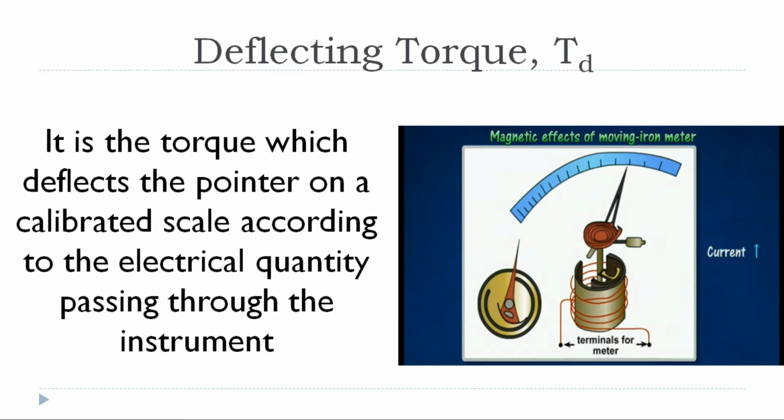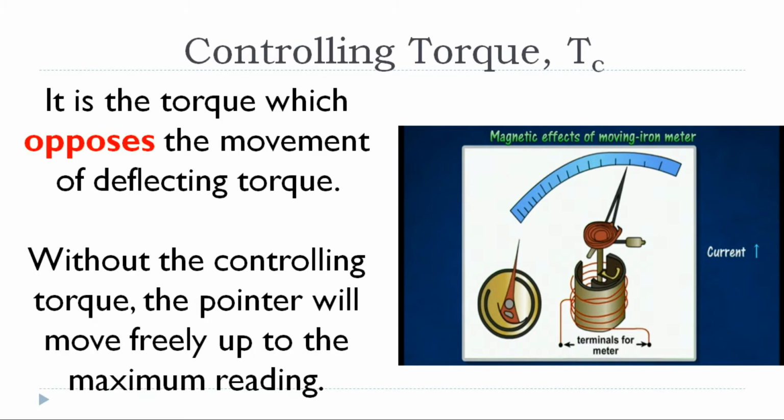Okay? While yung controlling torque, baliktad ito. Ito yung opposite ng deflecting torque. Ito yung torque which opposes the movement of the deflecting torque. Kung walang controlling torque, dire-diretso yung pag-deflect ng pointer natin up to the maximum limit ng measuring device natin. And of course, pag wala din ito, hindi rin babalik sa zero reading yung pointer natin. Sira yun pag ganoon, di ba? Napaka-importante rin itong controlling torque na ito.